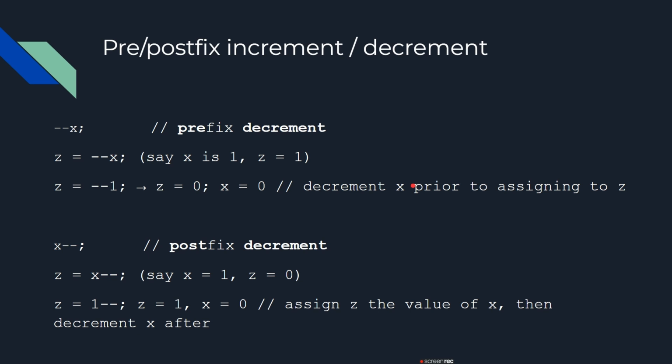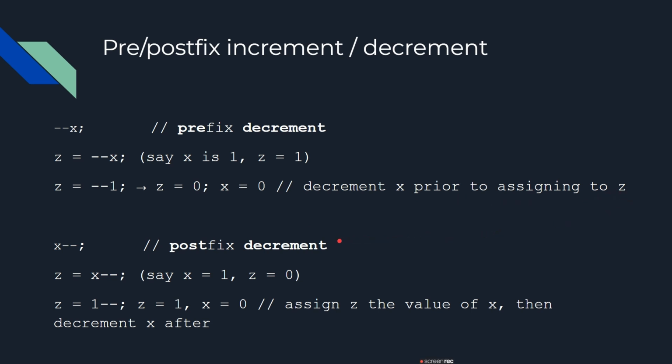The decrement operators work the same way, except that instead of incrementing, we're decrementing, with the same concepts of either before or after. In the prefix decrement, once again, we have minus minus x. An example here is z is equal to minus minus x. Let x equal 1, z be 1. After evaluating the statement, we will decrement x by 1. Therefore, x equals 0, and we'll assign the value of 0 to z. So once again, we decrement x prior to the assignment of z.